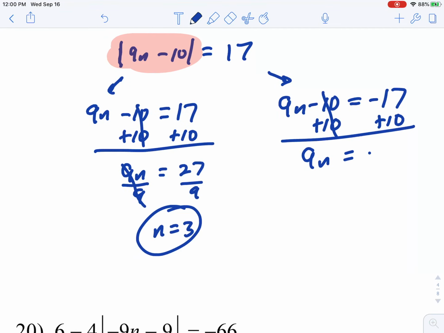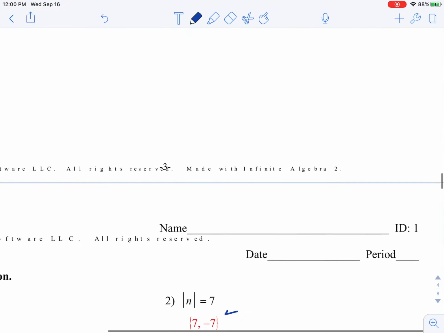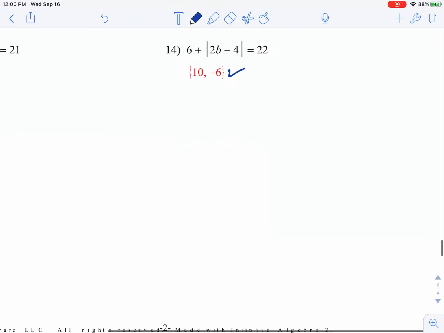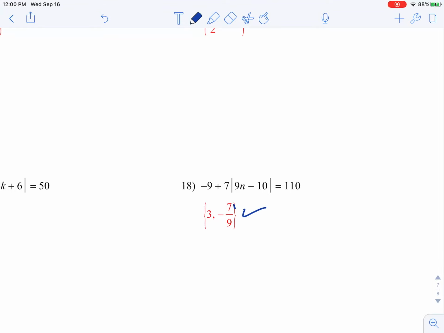Negative 17 plus 10 is negative 7. Divide by 9. Negative 7 ninths is a weird fraction. It does not divide out. Let me go check the answer key and see if that is okay. Yeah, and there it is. 3 and negative 7 ninths.